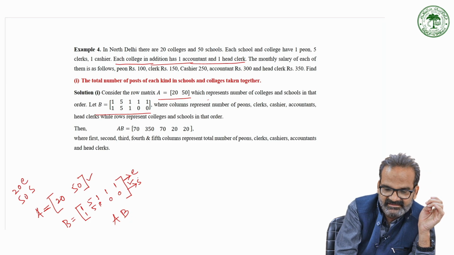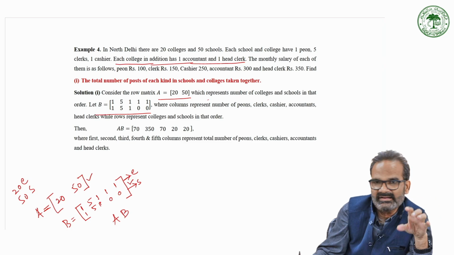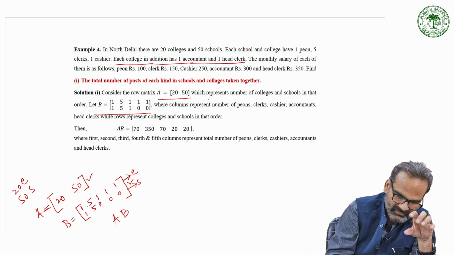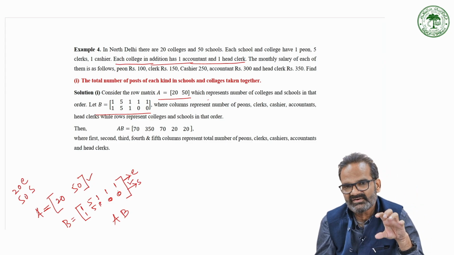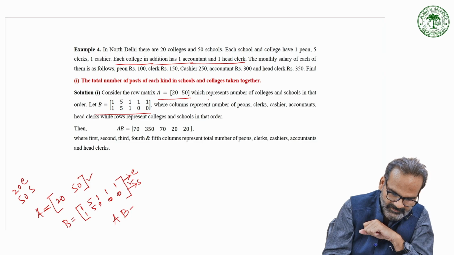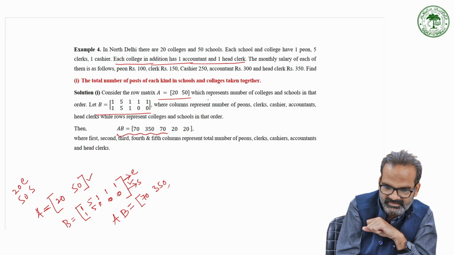So what is mentioned here? Each college in addition has 1 accountant and 1 head clerk. So 1 accountant and 1 head clerk are not possessed by the schools. So 1, 5, 1, 1, 1 are the employees of the college. 1, 5, 1 are in schools; accountant and head clerk are not available in schools. That's why I have taken them as 0. Now find out the product AB. If you multiply them, you will get 70, 350. This is the product AB.